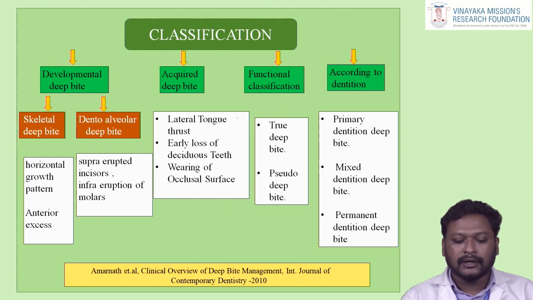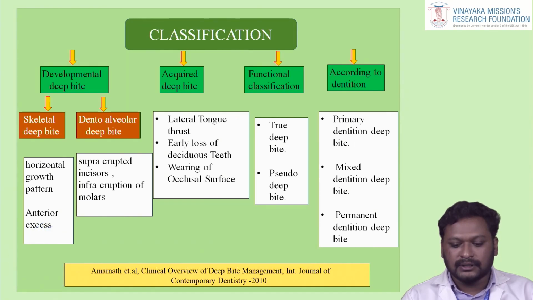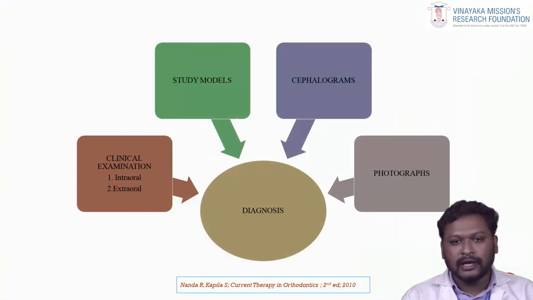What is acquired? Acquired is due to lateral tongue thrust habits and early loss of deciduous teeth, which leads to lateral spread of the tongue that will prevent the eruption of the molars. The third one is wearing of the occlusal surface. What is functional? Functional is either true deep bite or pseudo deep bite. True deep bite is mostly associated with skeletal deep bite, and pseudo deep bite is due to supra-eruption of the incisors, mostly associated with the dentoalveolar type. The final one is according to dentition: primary dentition deep bite, mixed dentition deep bite and permanent dentition deep bite. So how will you diagnose this? For diagnosis, what armamentarium do we need?